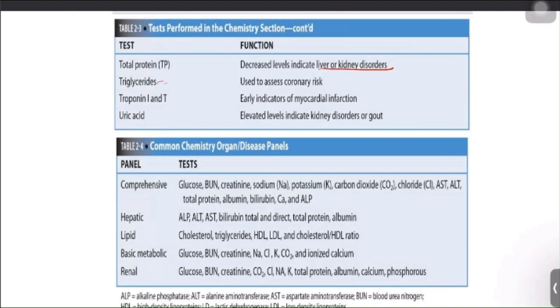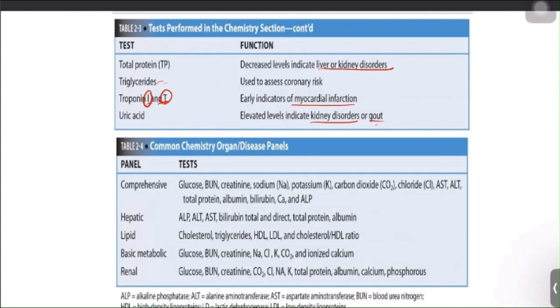Triglycerides for your lipid profile. Troponin I and troponin T. Usually this is the one that we are testing in order to identify myocardial infarction or heart attack. So mostly for heart attack we are using I for screening, but in monitoring your myocardial infarction we use T. Then next is your uric acid, for your kidney disorder, even in gout, because this is a metabolic waste product.